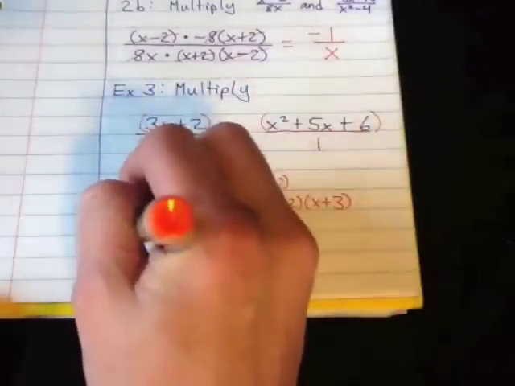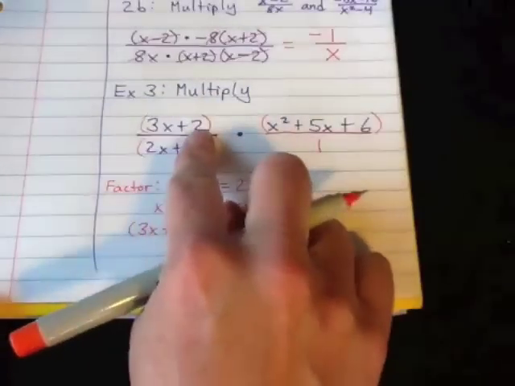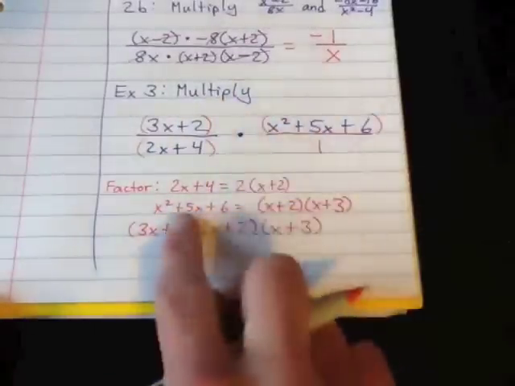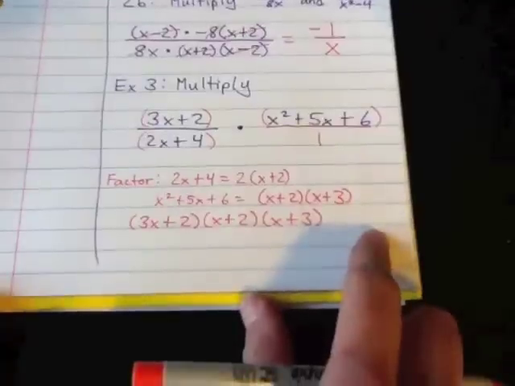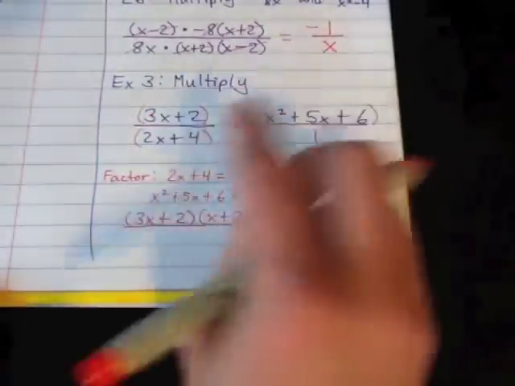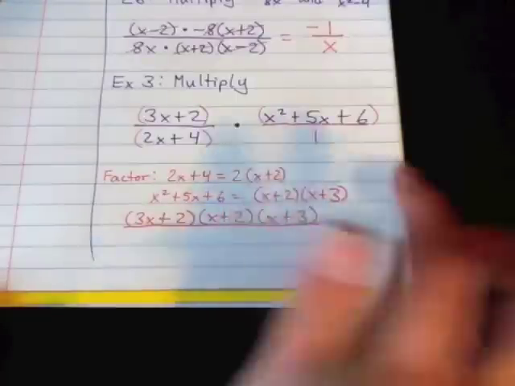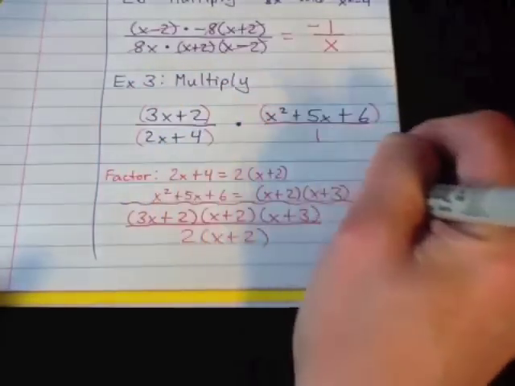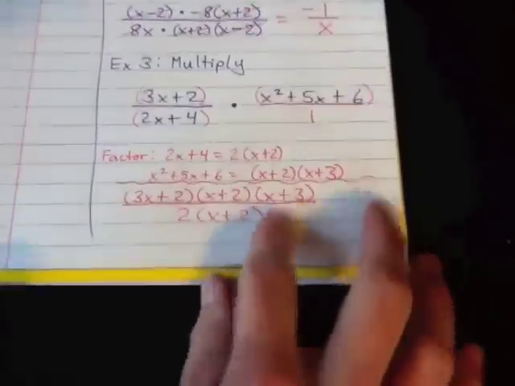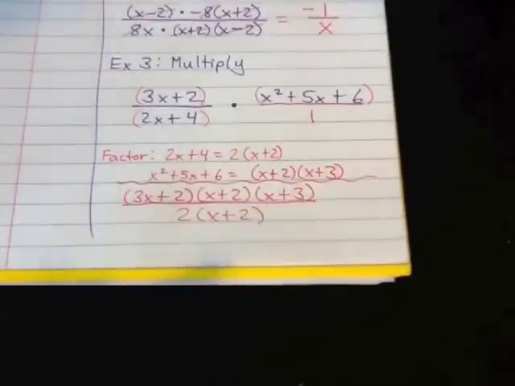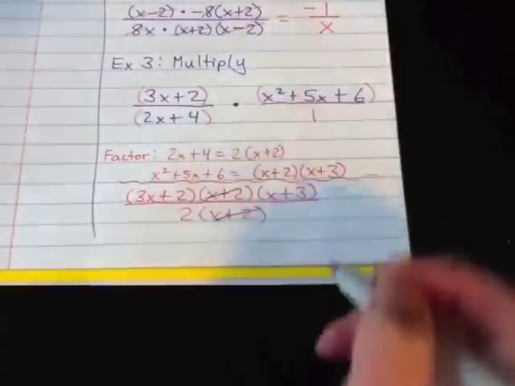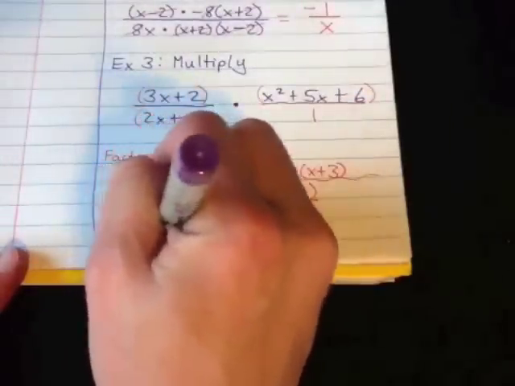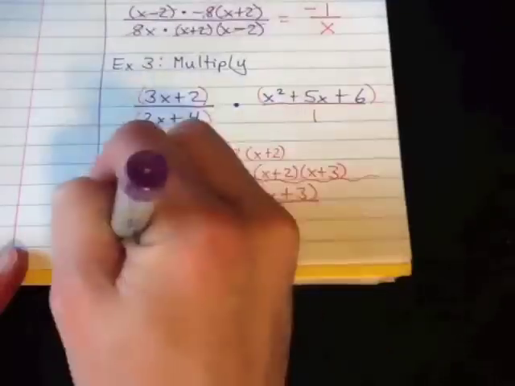So now I'm going to rewrite it. I have 3x plus 2, just from right here, times x plus 2 times x plus 3. That's this trinomial factored. And that's over 2x plus 4 factored, which is 2 times x plus 2. And now I'm going to look for binomials that will cancel or monomials that will cancel. X plus 2 cancels. So I have 3x plus 2 times x plus 3 over 2.